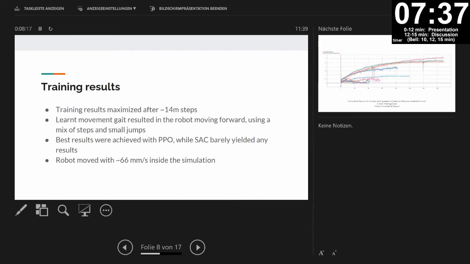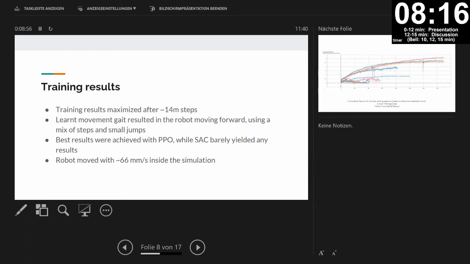After something about 40 million steps, which is a large number, but in simulation we can do this quite quickly. As I said, in 6 hours, the training results maximized more or less, and the resulting movement gaits let the robot do a movement forward with some specific strategy. It learned to do rather smart jumps, from the back legs to the front legs. This is what it learned in simulation.